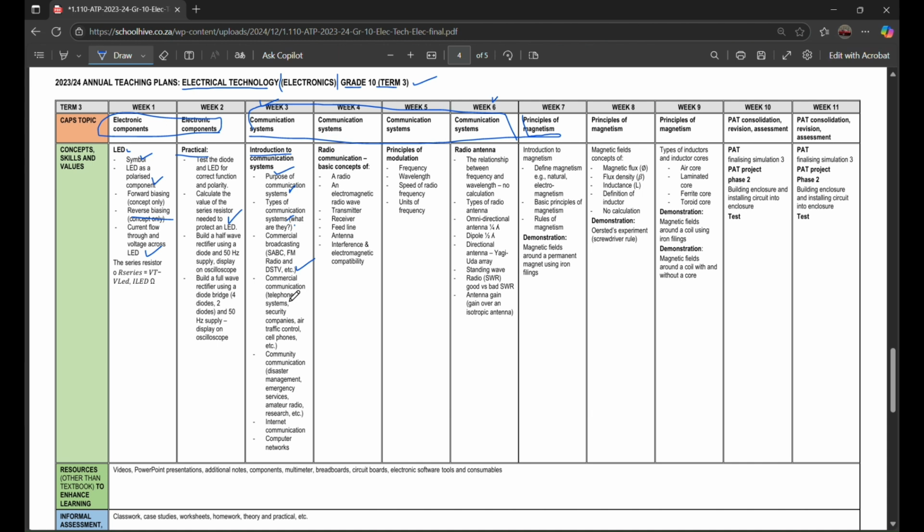Commercial communication can be a telephone system, security companies, air traffic control, cell phones, etc. Community communication can be disaster management, emergency services, amateur radio, and research, etc. Then internet communication and computer networks.